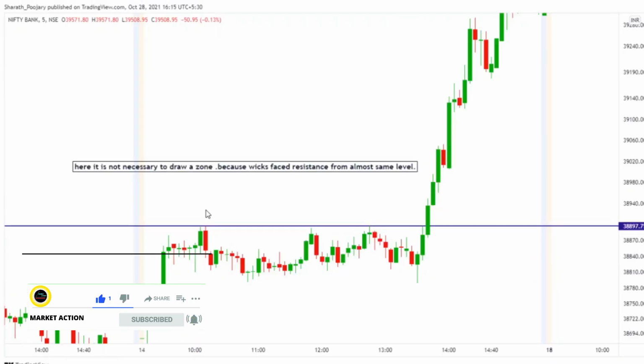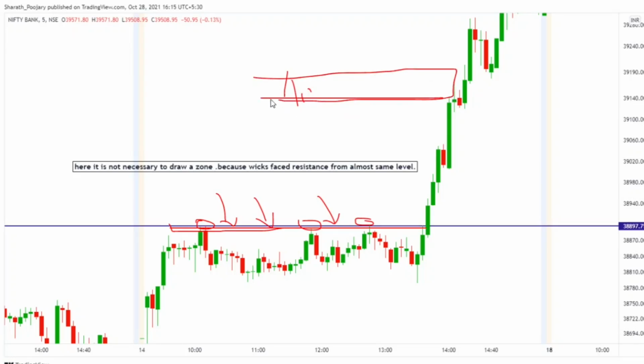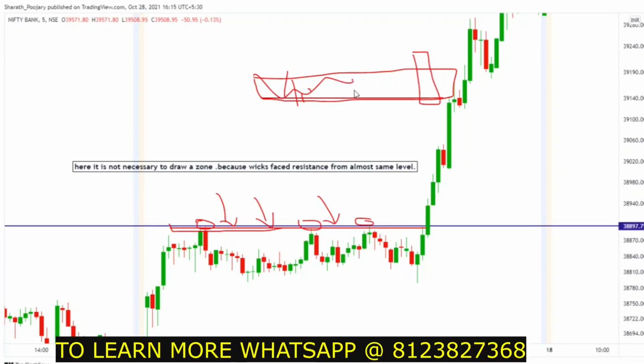Sometimes we don't need to mark some levels as zones. You can see here, price faced resistance from almost the same level. Now we can just draw a line here. We can mark this supply zone as just a line or just a resistance level. Sometimes we don't need to mark a resistance level as a zone. Whenever there are big wicks, unusual wicks above a resistance level, then we can mark that level as a zone and watch the price action at that zone. Either we should wait for the breakout trade or we should look for a reversal at that zone.